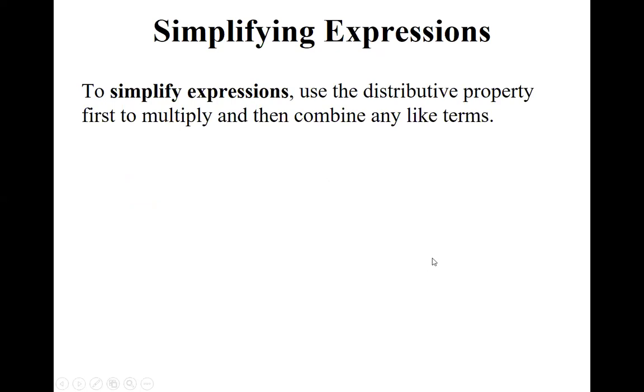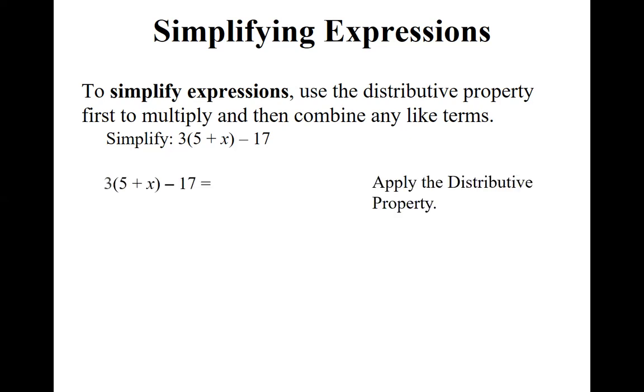So to simplify expressions, our first step is to use the distributive property first to multiply and then combine any like terms. So to simplify, 3 times the quantity 5 plus x, minus 17. First, we get rid of the parentheses by distributing, by multiplying, and then we combine any like terms.